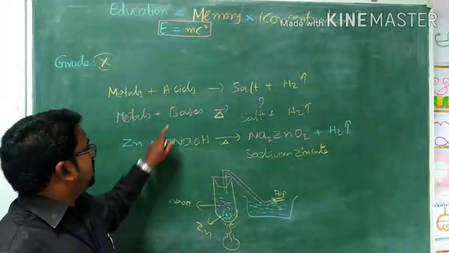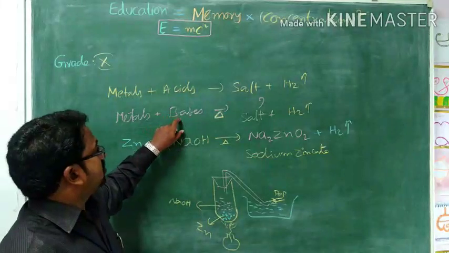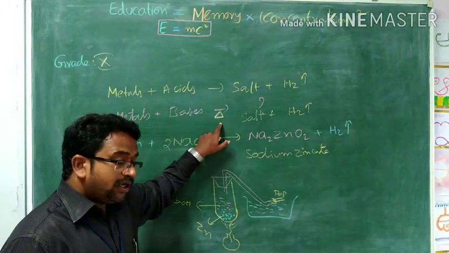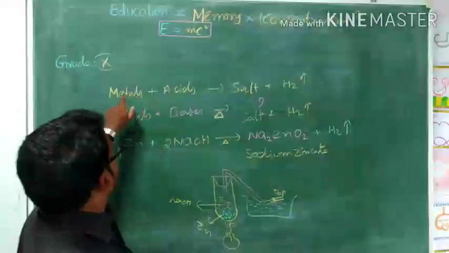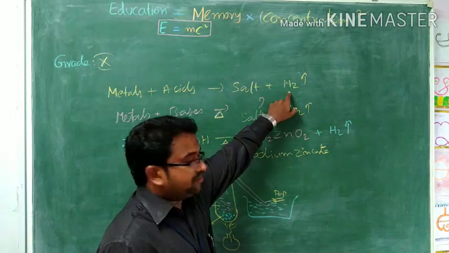But this reaction may not be applicable for all the bases. Only strong bases, in excess, will react with metals only on heating. But metals directly react with acids. Salt and hydrogen are evolved.